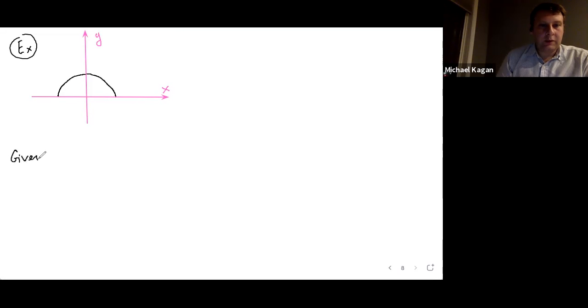So what are we given? We're given the radius again. This is the radius. It's given. Find the y of center of mass. Again, we know that x is 0 again.